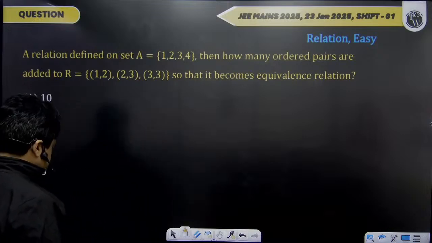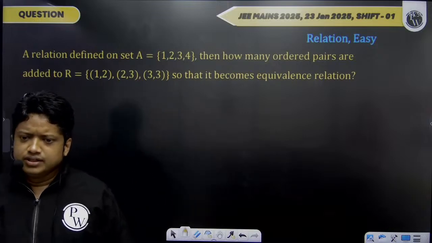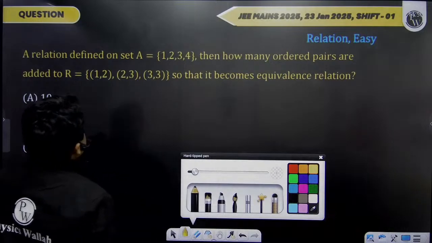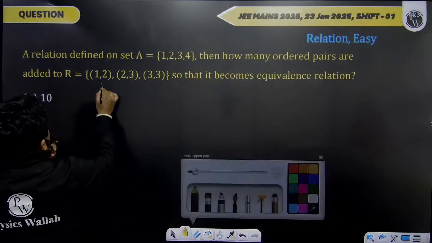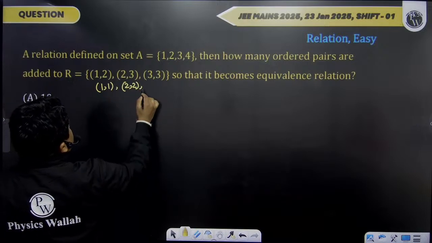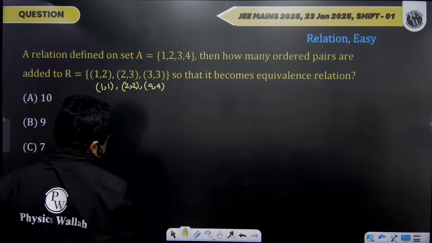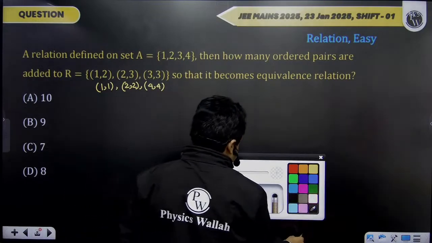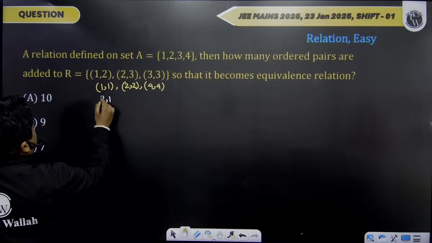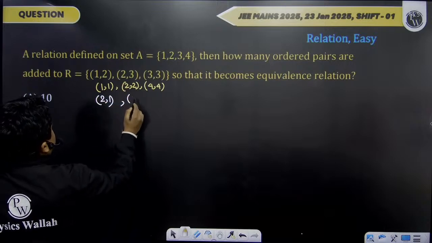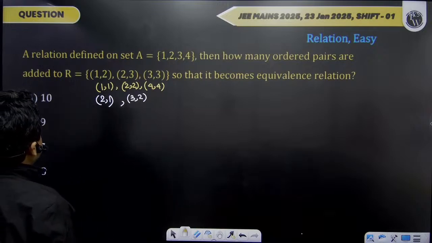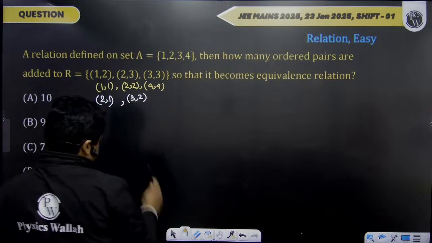So for that, first of all, it has to be a reflexive relation. So reflexive relation means we need to add 2, 2 and 3, 3 and 1, 1. So 1, 1 we have to add, then we have to add 2, 2, we have to add 4, 4, right? So for reflexivity we have added this. Now for symmetricity, 1, 2 is there, so we'll add 2, 1, 2, 3 is there, we'll add 3, 2, right? So now this is for symmetricity.